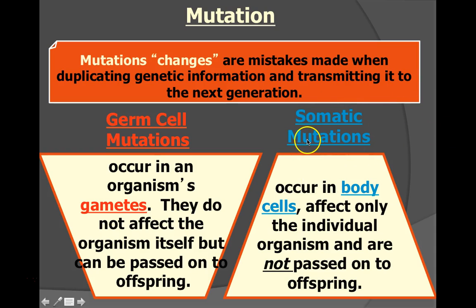So these are less harmful. Obviously, they're harmful to the individual themselves, but the germ cell mutations that occur in the gametes are way more harmful because they can affect more than one individual in the particular family.